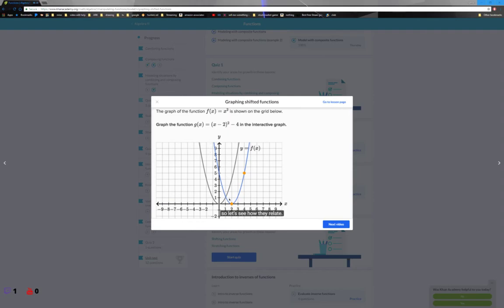So let's see how they relate. Well, let's think about a few things. Let's first just make g of x completely overlap. Well, actually, that's completely easier said than done. Okay, there you go. Now they're completely overlapping. And let's see how they're different.